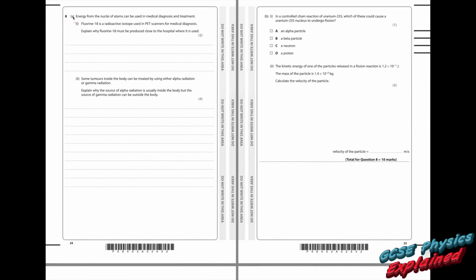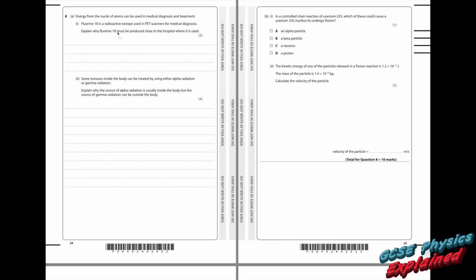Question number 8, part A. Energy from the nuclei of atoms can be used in medical diagnosis and treatment. Fluorine-18 is a radioactive isotope used in PET scanners for medical diagnosis. Explain why fluorine-18 must be produced close to the hospital where it is used.